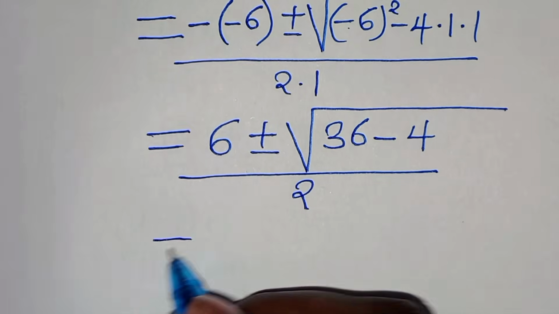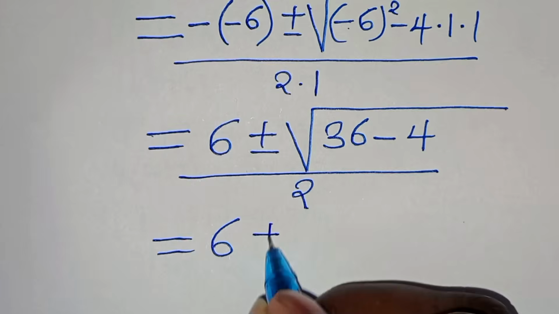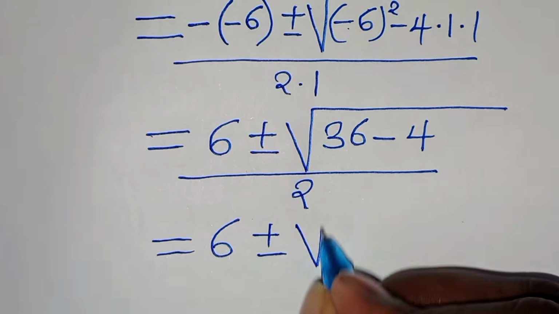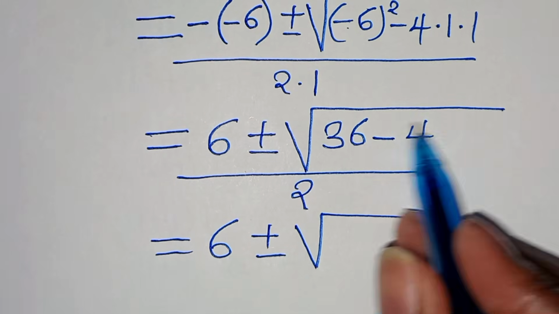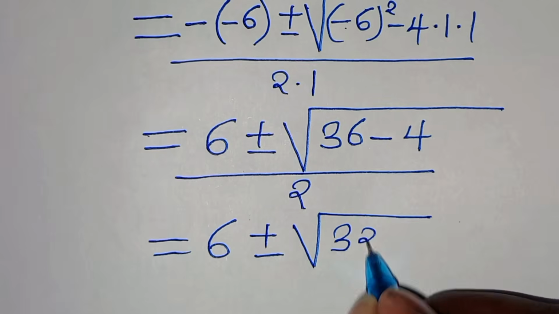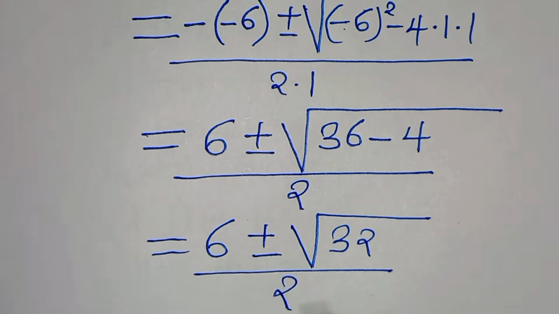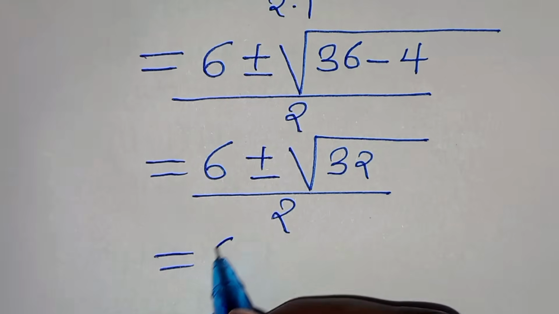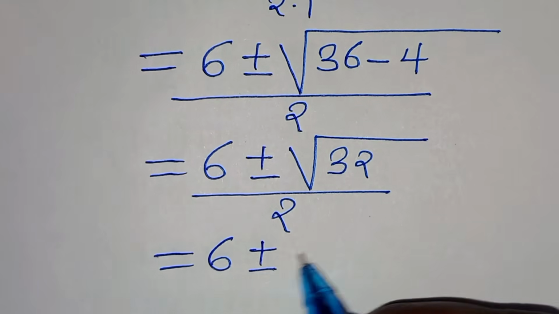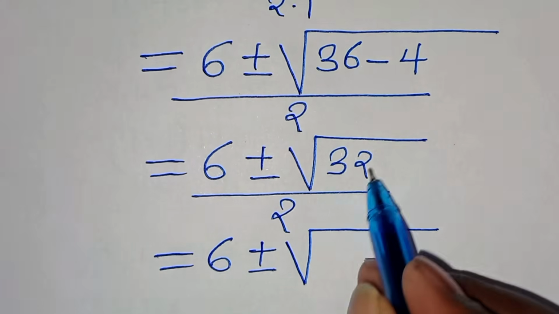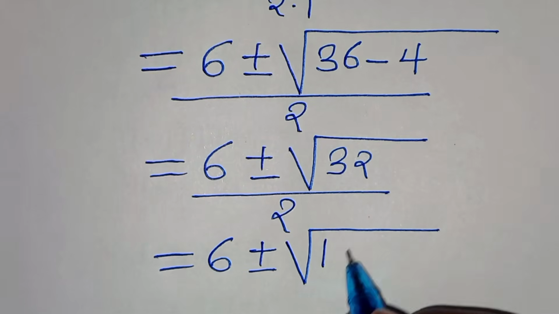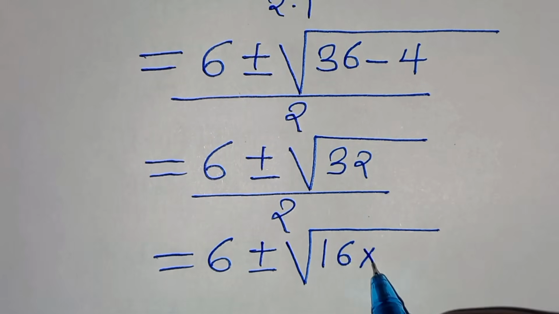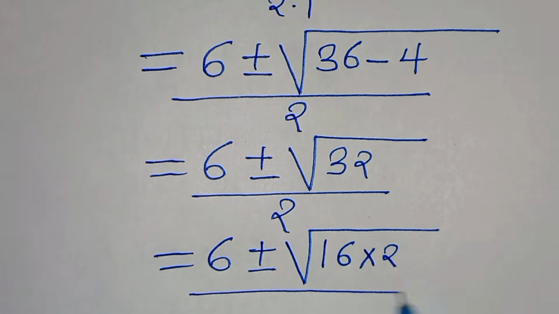So this implies again we have 6 ± √(36 − 4), this is the square root of 32, everything divided by 2. Now here we have 6 ±. We can express the square root of 32. This is the same thing as the square root of 16 multiplied by 2, everything divided by 2.